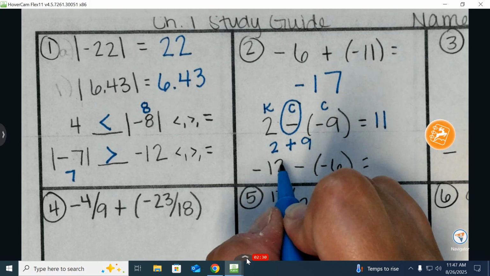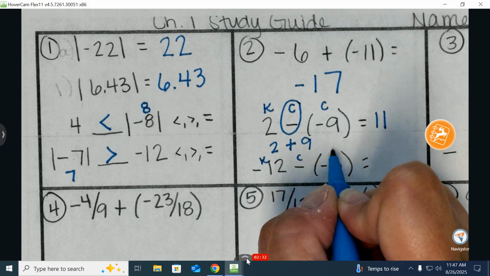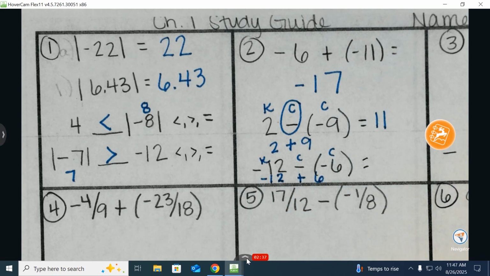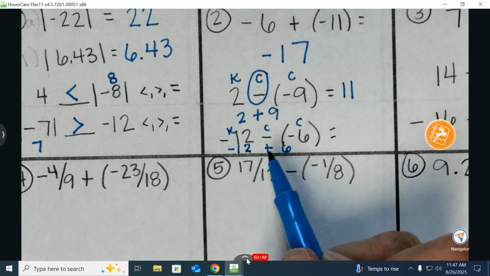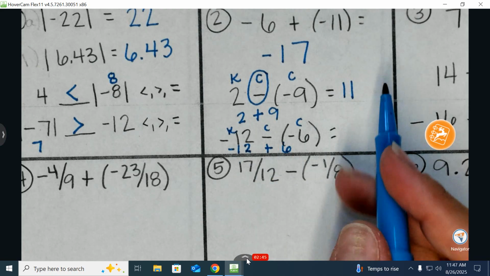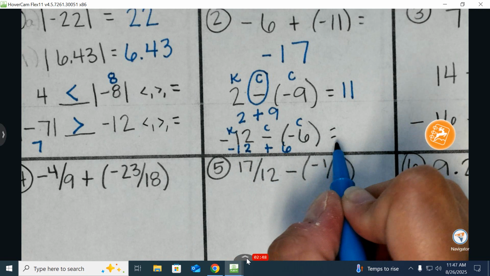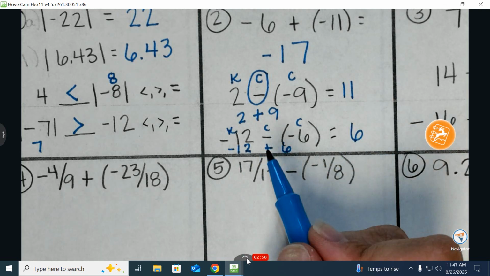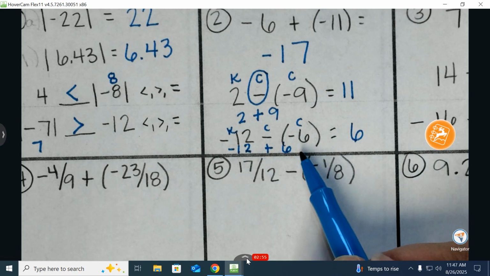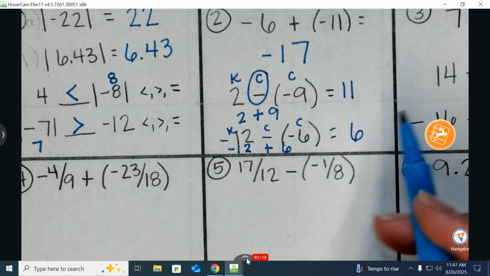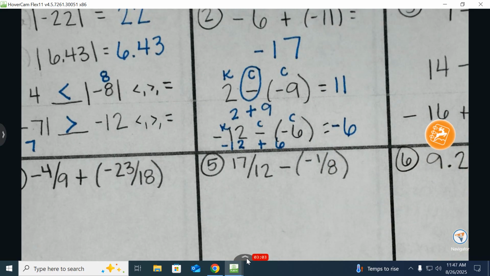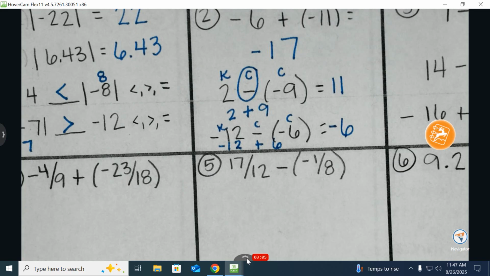Right, the next one, we're going to do keep, change, change. So it's negative 12 plus 6. We're adding, but they're different signs. So when you're adding with different signs, you actually subtract. So 12 minus 6 is 6, and then you have to look and see which one has a larger absolute value. The absolute value of negative 12 is 12, and the absolute value of 6 is 6. So negative is the larger absolute value. All right, pause the video and work number 3.